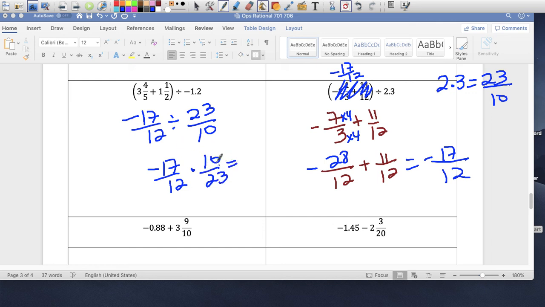Make your life easier. Divide this by 2. This gives you 5. Divide this by 2 gives you 6. A negative times a positive, so it's going to be a negative answer. 17 times 5 is 85. And 6 times 23 is going to be 138. Final answer is this.